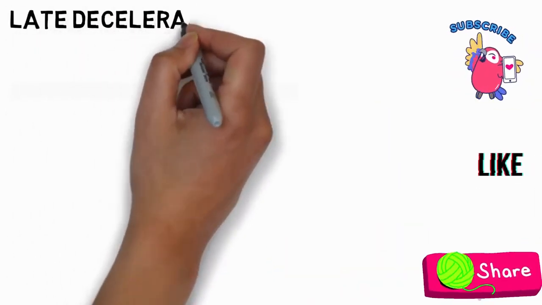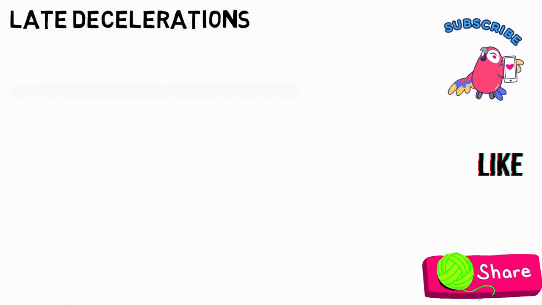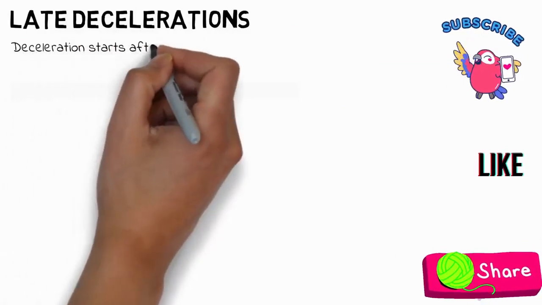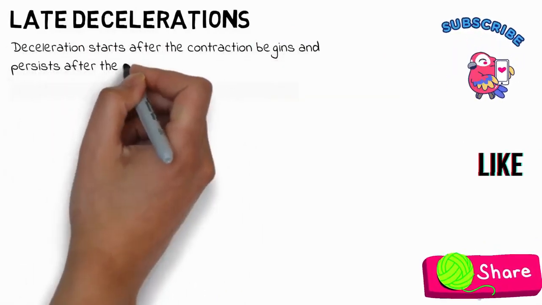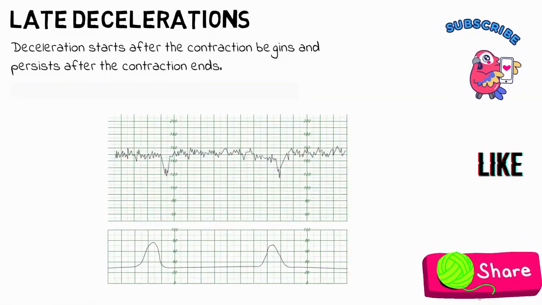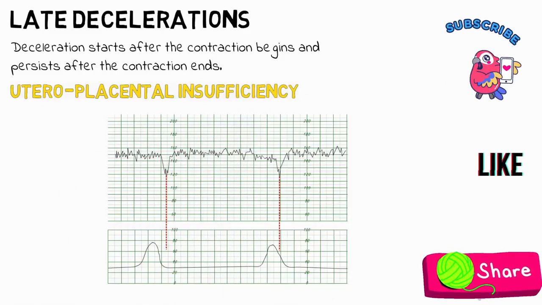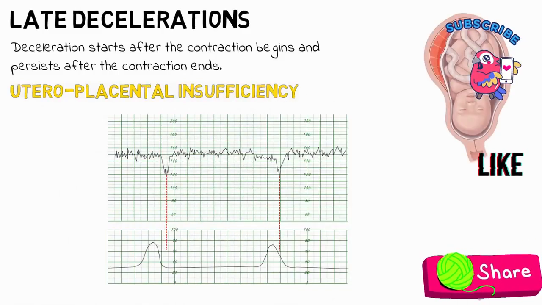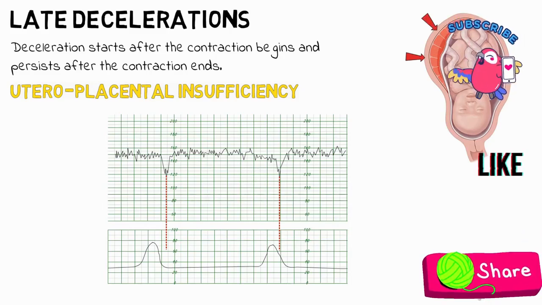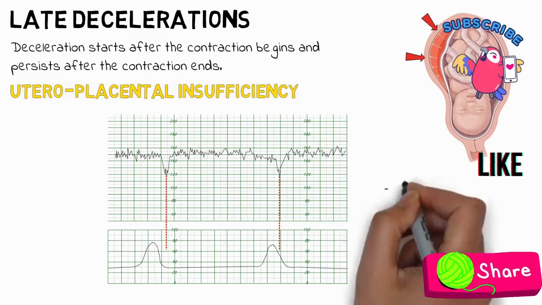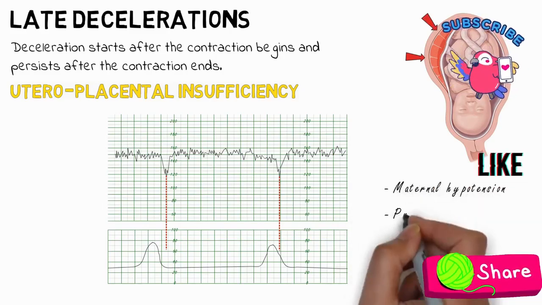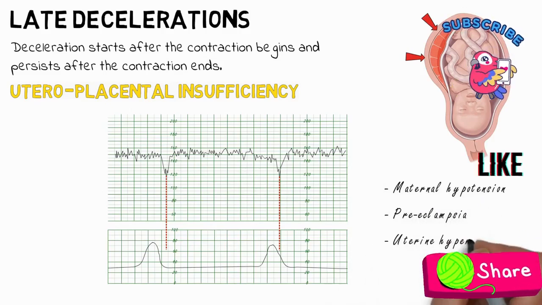Okay, so lastly, we have late decelerations. Essentially, these begin at the peak of the uterine contraction and recover after the contraction ends. Late decelerations are bad news and they indicate insufficient blood flow to the uterus and placenta. Uteroplacental insufficiency results in reduced blood flow to the fetus, causing fetal hypoxia and acidosis. Uteroplacental insufficiency may be secondary to maternal hypotension, preeclampsia, or uterine hyperstimulation.